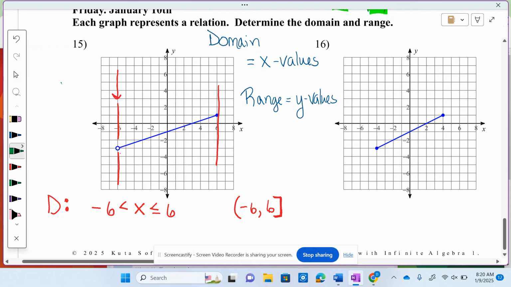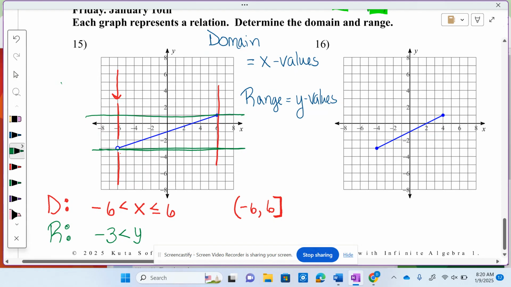Now let's talk about the range. My range is how low it goes to how high it goes. What's the lowest and the highest? So my range. What is the lowest this graph goes? -3. Does -3 have an open circle there or a closed circle? Open, so it's going to be less than. -3 is less than. Your range is your y values. -3 is less than y.